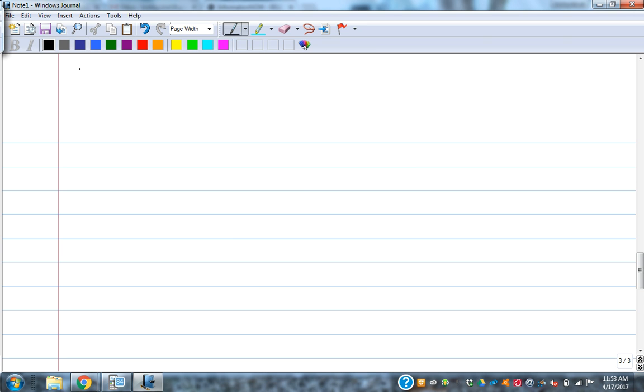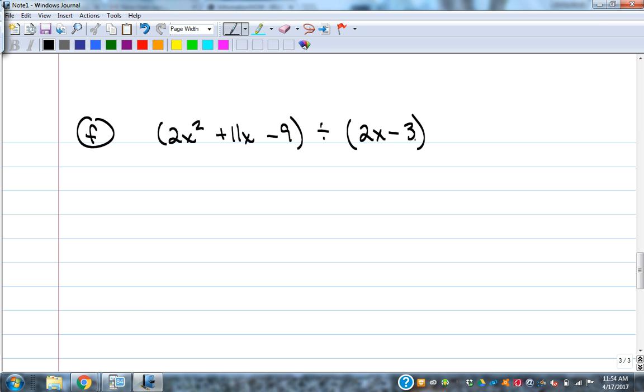Let's do another one. Let's say we had 2x squared plus 11x minus 9, and we're going to divide that by 2x minus 3. So we'll divide by something that doesn't just have a plain x on it. So it's a little bit more interesting. So set it up: 2x minus 3 on the outside, 2x squared plus 11x minus 9 on the inside.